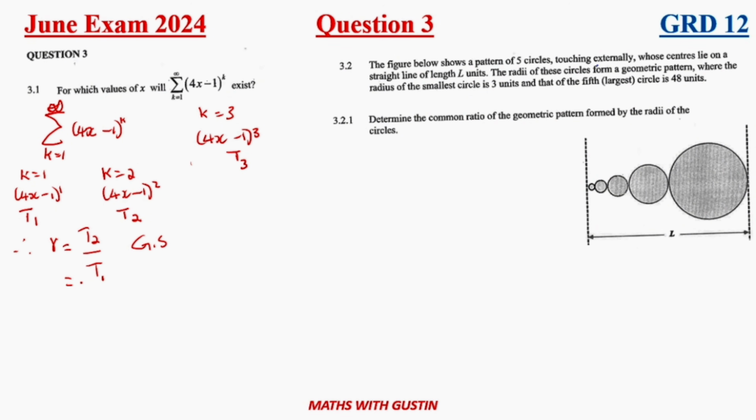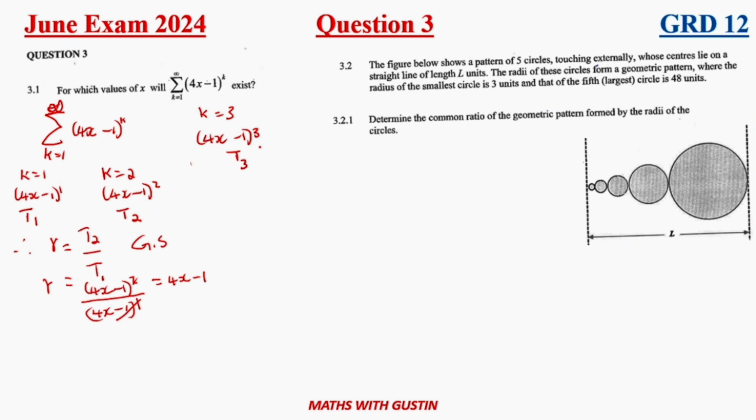What you would do here is substitute for r. You check T2, which is (4x minus 1) to the power of 2, all over T1, which is (4x minus 1) to the power of 1. Therefore one of these would cancel out with one of those, and r will be just 4x minus 1. Therefore you go and check.